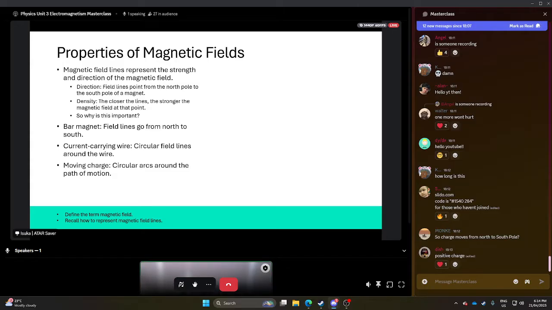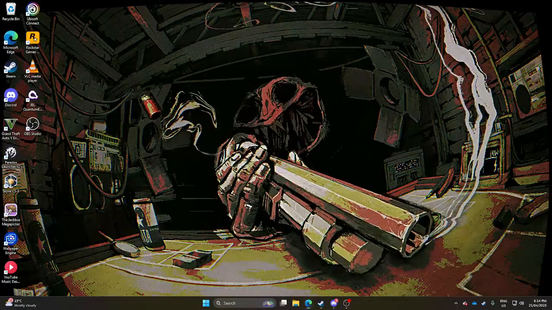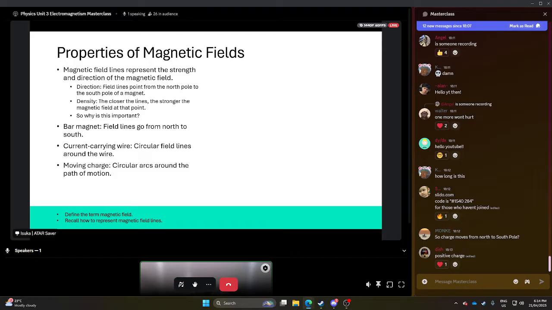So why is this important? Why do we even care about magnetic field strength and density? It is incredibly important when we talk about electromagnetic induction later on and transformers. It is really important when there's a fluctuation of this density. When we have changes in density, that's essentially how we induce currents. Again, I don't want to bring things in too early, but that's why it's so important. So keep this in mind: the closer the lines, the stronger the magnetic field.